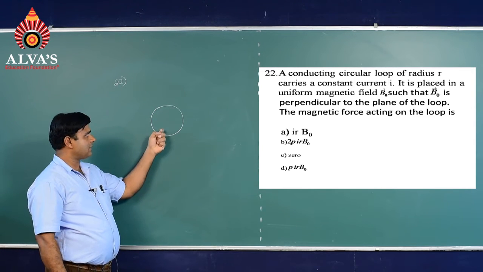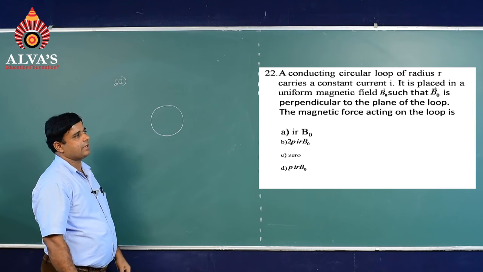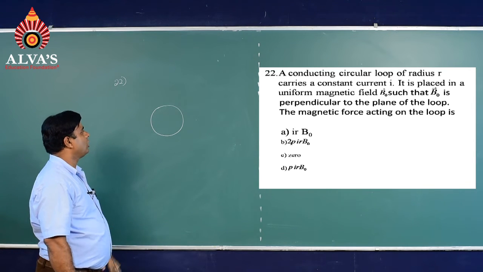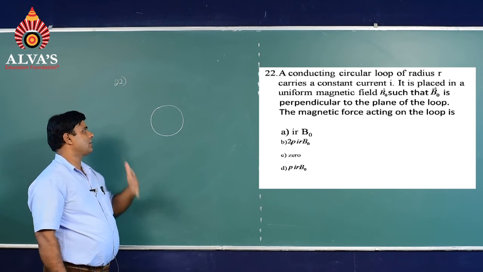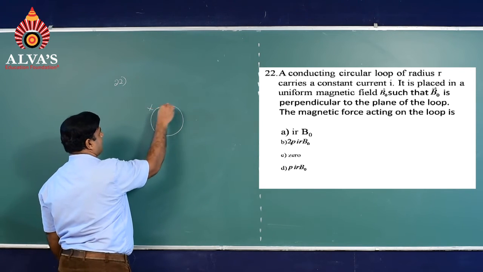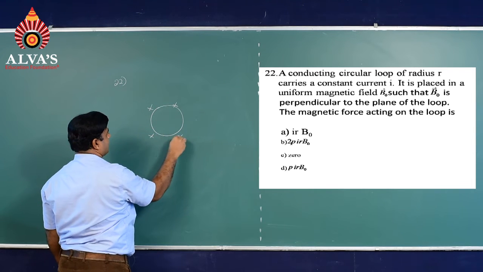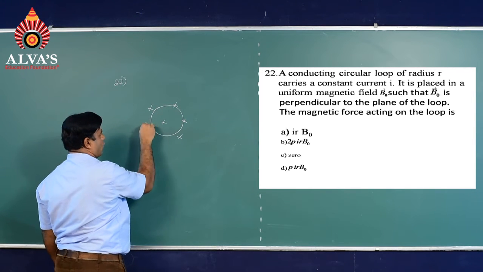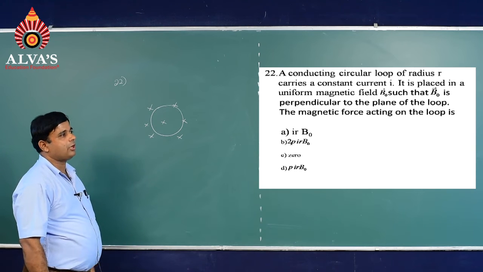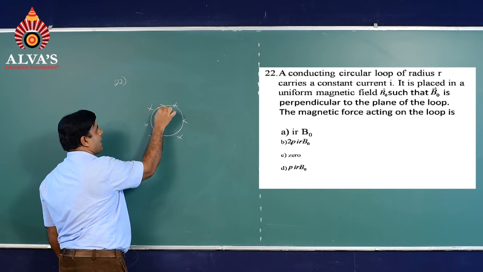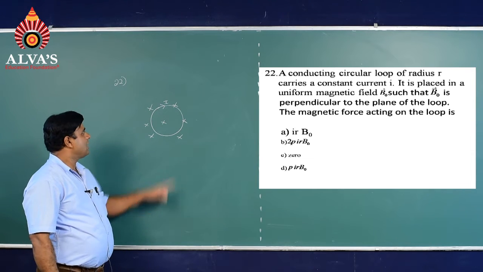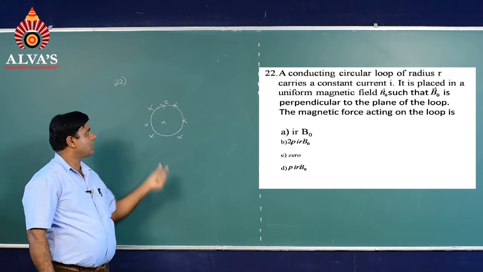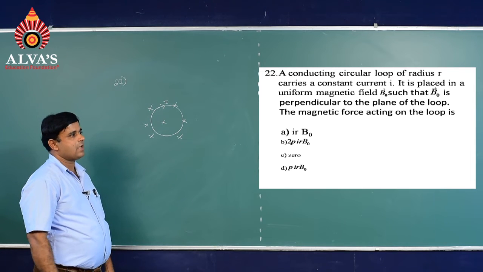Now, it is placed in a magnetic field such that the field is perpendicular to the plane of the loop. So, this is the plane of the loop, which means this should be the direction of the magnetic field. Either the field is inward or the field should be outward. Now, the magnetic field is perpendicular to the plane of the loop. Current I is flowing through the loop. Now, you can split it into a large number of small straight conductors.